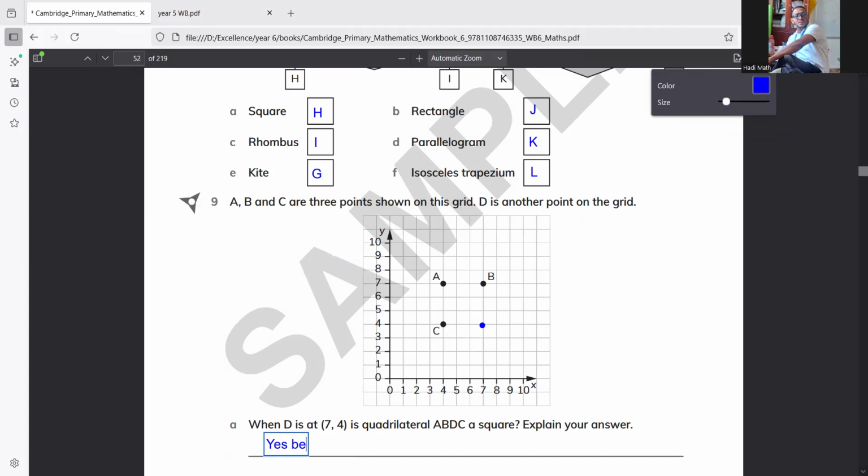Okay. They ask you to explain your answer, but say what? Because all sides will be equal and all angles are 90 degrees. You can just complete your shape and see it.